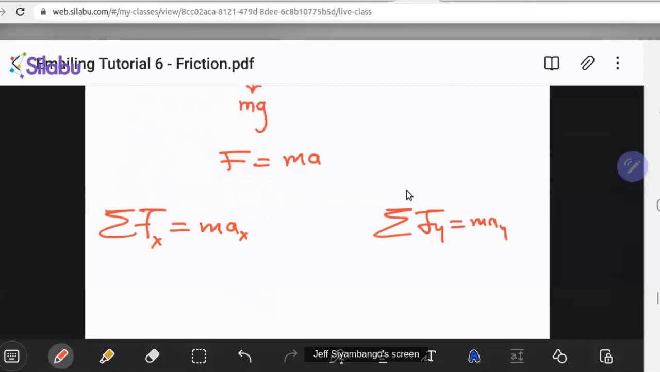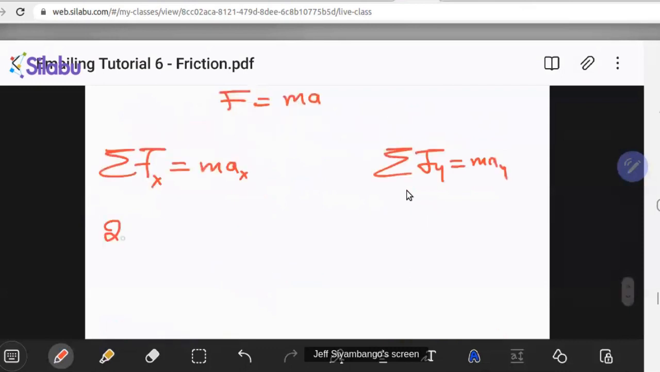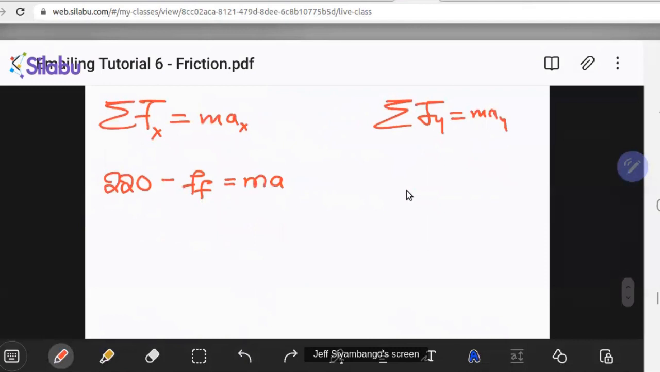So in the x-axis, I count two forces, the 220 to the right and Ff to the left. I'm going to have 220 to the right positive, force of friction to the left negative. This is what will be equal to ma. So just write a here to mean the acceleration in the x-axis. From here, we see that we can easily find force of friction if we know what the mass and the acceleration are. The question does give us what the mass is.